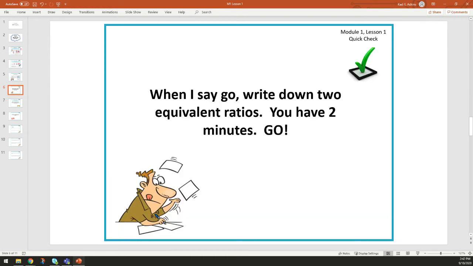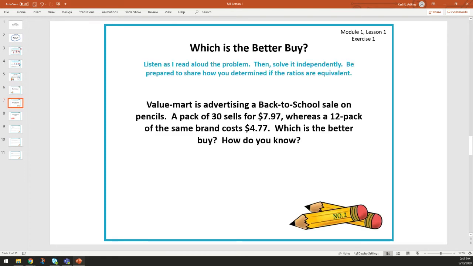All right, so you have a few seconds. You can write down any 2 equivalent ratios. Please pause the video now and write down your 2 equivalent ratios. All right, so now welcome back. You wrote down your 2 equivalent ratios, which is great.